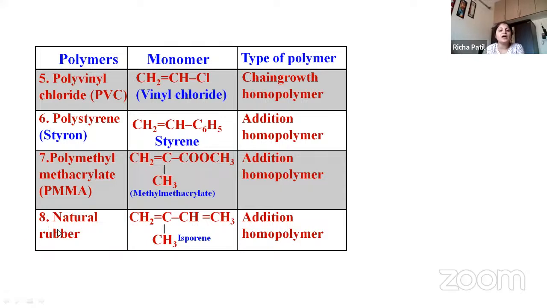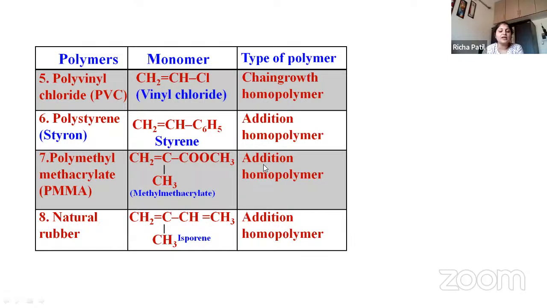Next we'll see natural rubber. The monomer unit is isoprene. What is the IUPAC name? It is 2-methyl-1,3-butadiene, and the polymer is cis-1,4-polyisoprene. What do you mean by cis? Either side of the double bond, you have the same atoms attached. What is the type of polymer? It is an addition homopolymer.